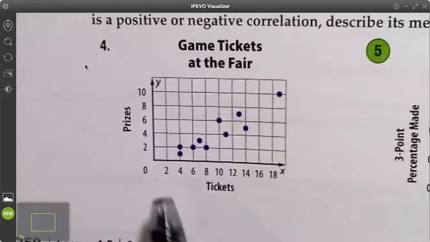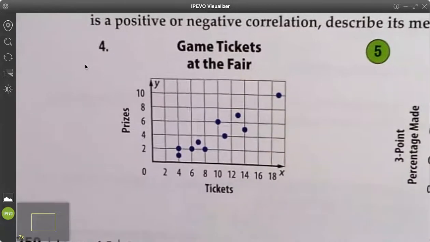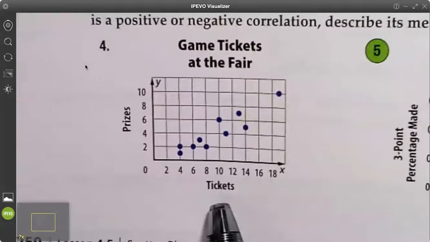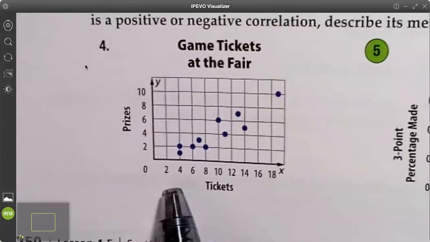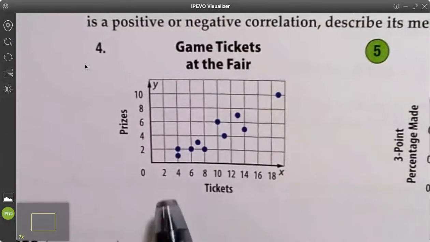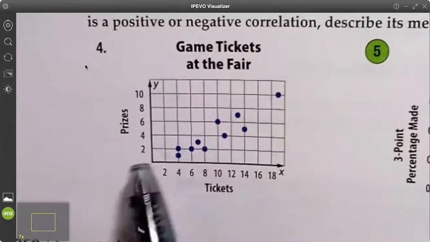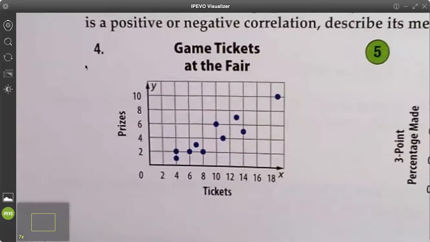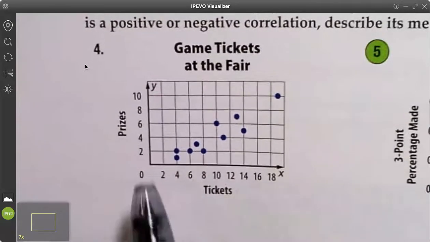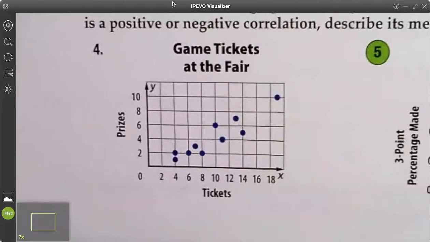Game tickets at the fair. As your tickets are increasing, your prize is increasing. This is a positive correlation. Now, I honestly don't know if this is tickets sold or tickets purchased, but either way, you have a positive correlation. So if it's sold, you could say the more tickets they sell, the more prizes they have to give away. Or if it's tickets purchased, you could say the more tickets someone buys, the more prizes they win in general. Positive correlation.